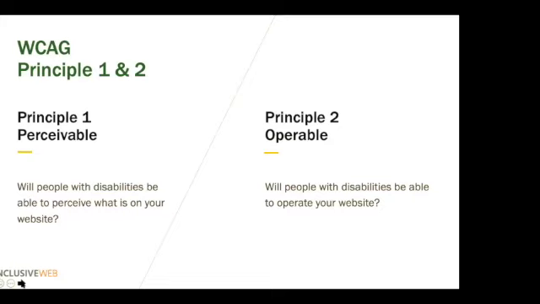Principle number 2 is operable. So will people with disabilities be able to operate your digital product? So if you have some interactive content, or if you have forms or applications to fill out, will people with disabilities be able to function and get to, let's say if somebody cannot use a mouse, will they be able to use the keyboard to get to all of the fields to fill out and be able to solely do the whole thing using a keyboard?